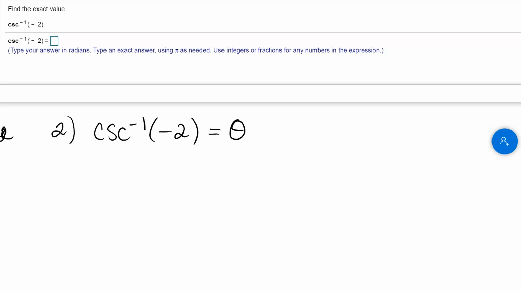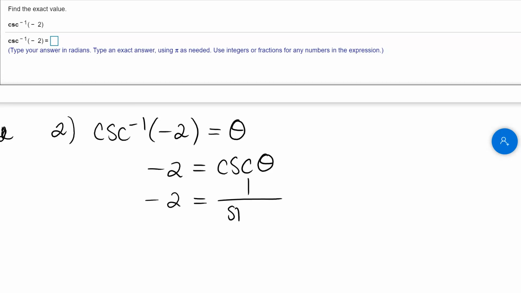What do I know about cosecant? So what does this mean? This means that there is an angle, right, that when I take the cosecant of it, it gives me negative 2. So another way to say that is that the cosecant of theta equals negative 2. Okay, so what is cosecant? Cosecant is 1 over sine of theta.